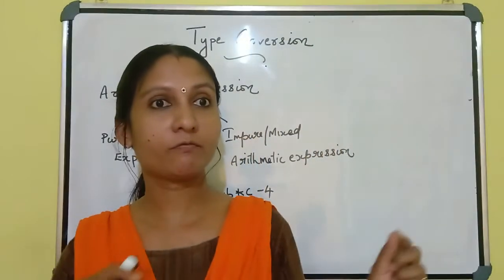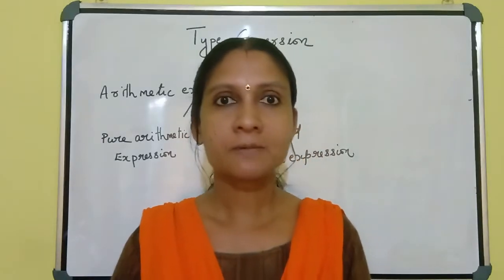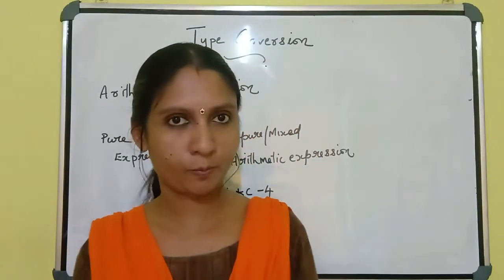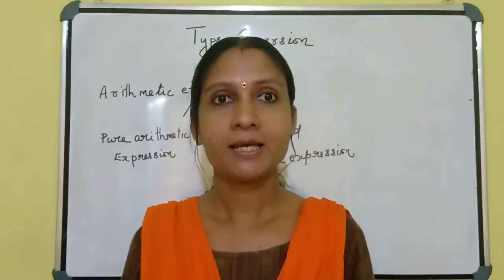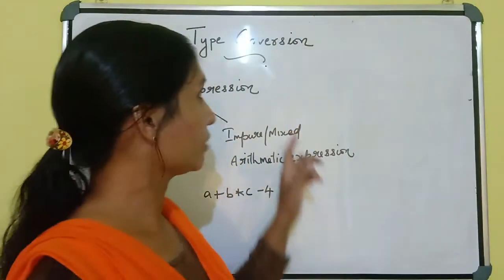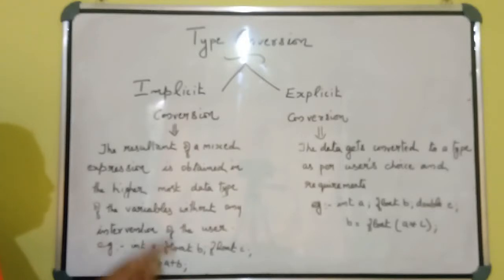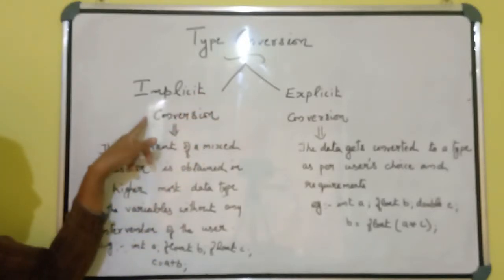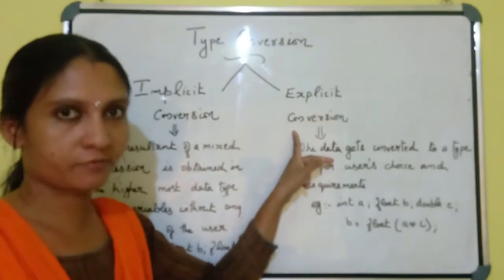If you want to convert one type to another type, it is also possible in Java. Sometimes it may happen automatically. Sometimes we need to convert it. Then that is called type conversion. We will study about this one. What is meant by type conversion? There are two types of type conversion. First one is implicit conversion and the second one is explicit conversion.